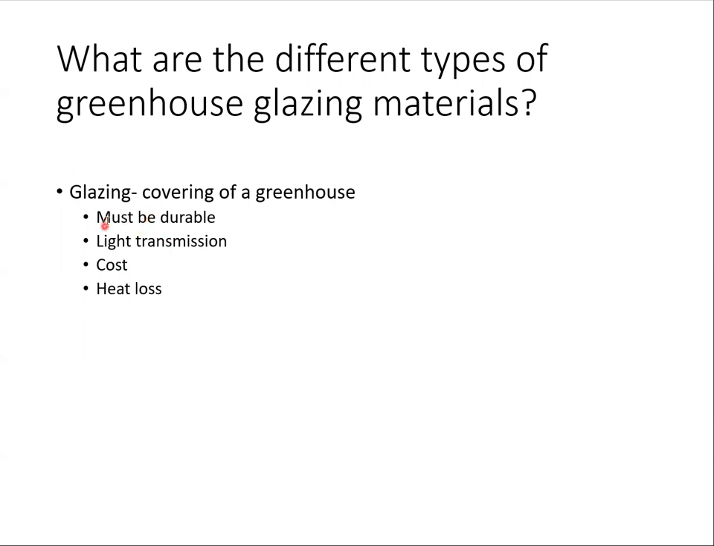So we're weighing out all of these things: durability, light transmission, and heat loss against the cost, right? Glazing materials that are very durable have high levels of light transmission and low levels of heat loss cost more. Materials that are less durable have lower levels of light transmission and high levels of heat loss cost less. Okay, so you have to weigh that out against what kind of capital investment you're making.